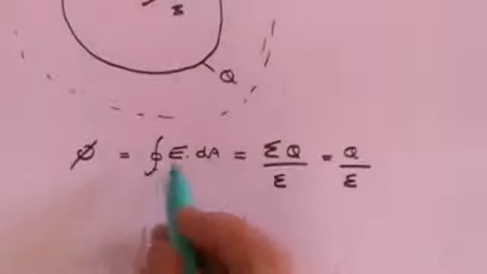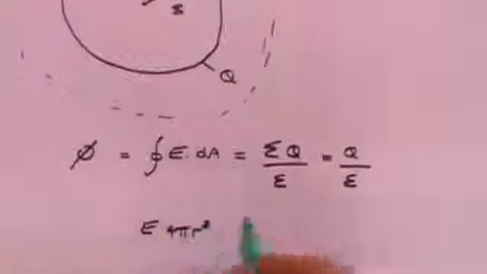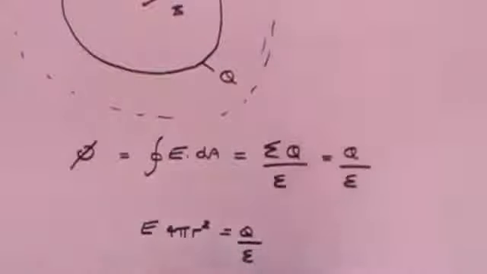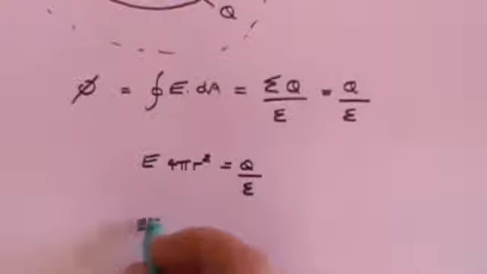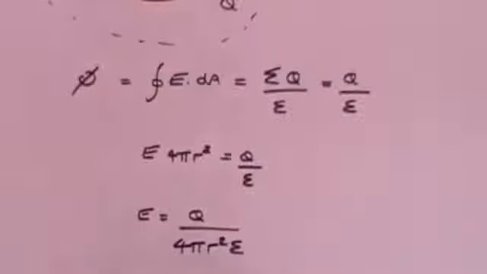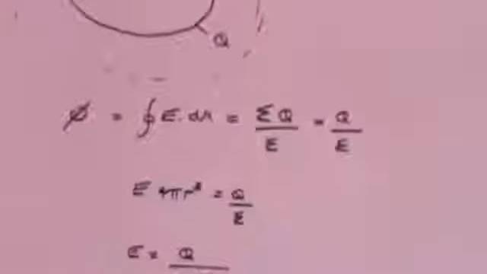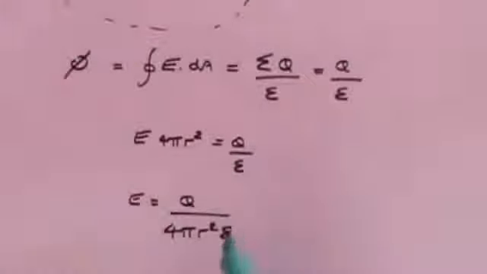E dA, as before, the integral over the whole of the surface of the sphere, will simply give you E times the surface area of the sphere. E times 4 pi r squared equals Q over epsilon, which means that E is equal to, we'll divide both sides by 4 pi r squared, Q over 4 pi r squared epsilon. And that is the value of the field at point A. But look, that's rather interesting, because that is exactly the same as the value of the field would have been if that entire charge had been at the centre of the sphere.